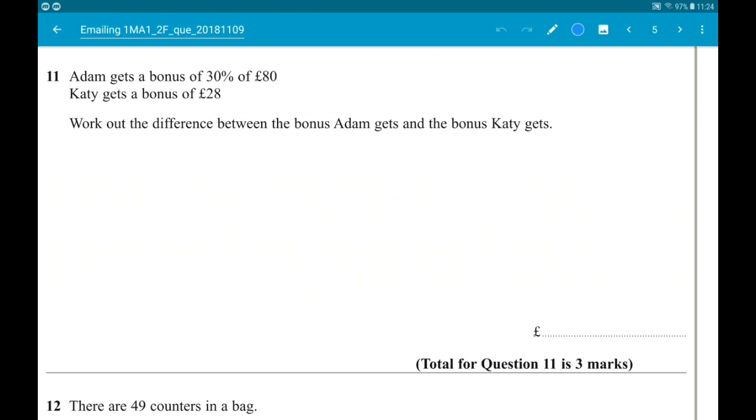Okay, number 11. Adam gets a bonus of 30% of £80. Katie gets a bonus of £28. We want to work out the difference between the bonus Adam gets and the bonus Katie gets. Okay, so we need to work out 30% of £80 pounds.